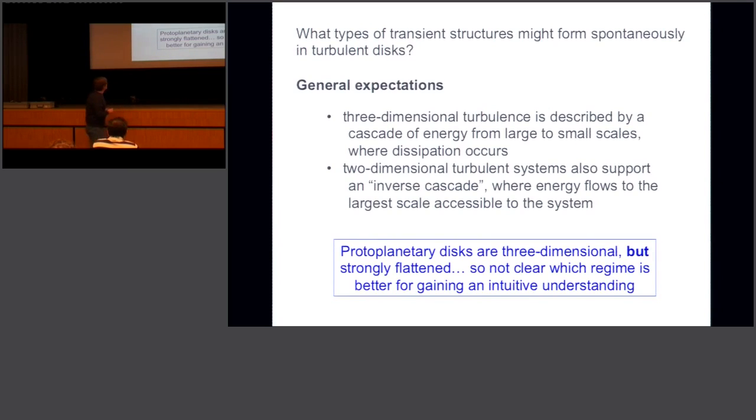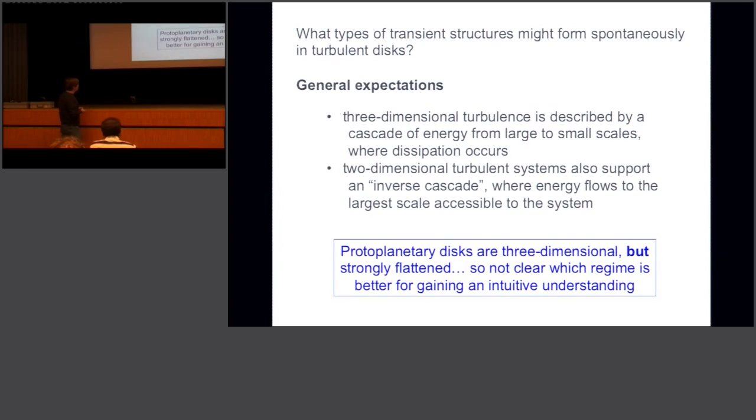Okay? And I would say the general expectations are that if you have three-dimensional turbulence, in the model case, you just have a box of fluid that's being stirred on some large scale and is dissipating energy at the viscous scale on some very, very small scale. In three-dimensional turbulence, the normal description is a cascade of energy that goes from the large scales down through the inertial range to the small scales and is then dissipated by viscosity on those small scales. Okay? So that's the normal Kolmogorov picture of turbulence, where you have large eddies, and then within the large eddies there are smaller eddies, and this continues all the way down to the viscous scale.